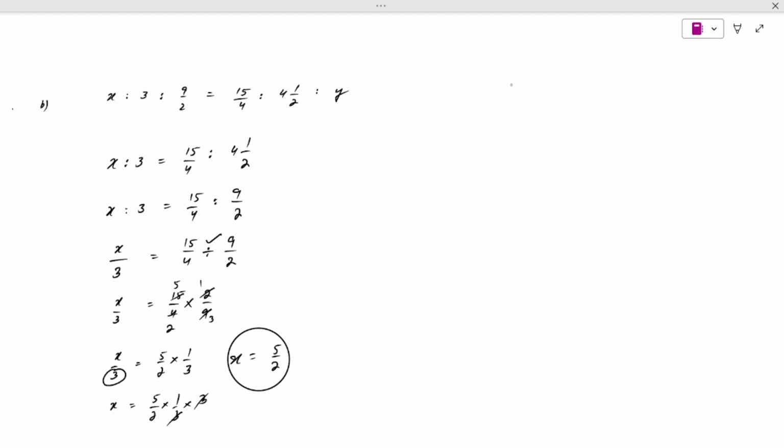we will consider the second and third ratio. These two ratios, and on the right side, these two ratios we will consider. So for the value of y, let us consider 3 ratio 9 over 2 equals 4 into 1 over 2 ratio y. So 3 ratio 9 over 2 equals 4 twos are 8 plus 1, 9 over 2 ratio y.